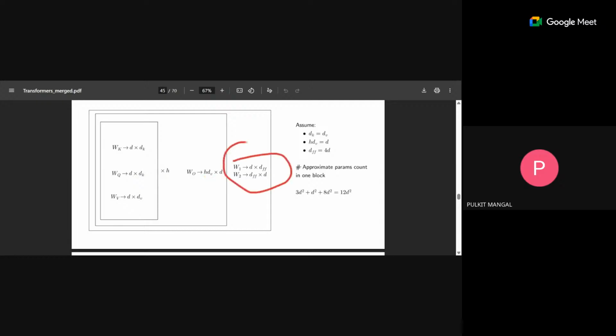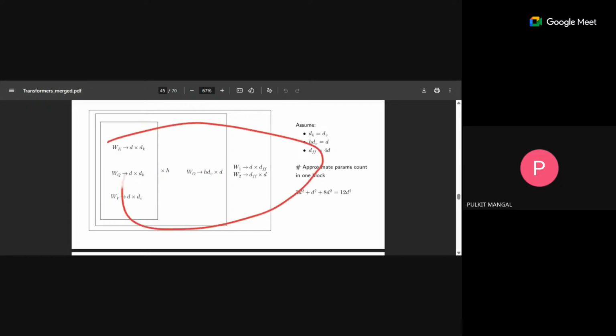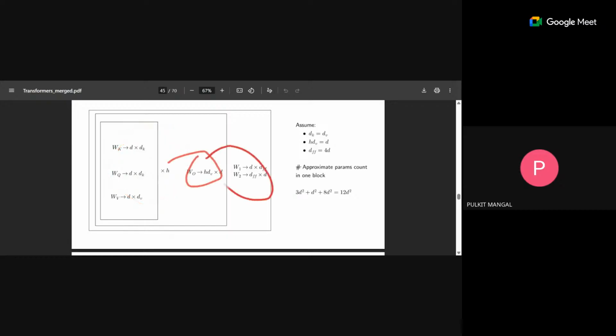Then comes the feed forward neural network that's going to have these two matrices, d times dff and dff times d. So I don't think there should be any problem in this part. If you just remember this architecture here. Now this was the parameter calculation for one transformer block, because these things are happening in one transformer block. In one transformer block you are going to have multi-head attention, passing it to the linear layer, then passing it to the feed forward neural network.